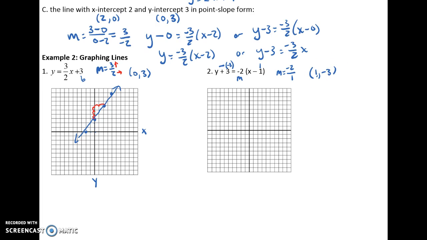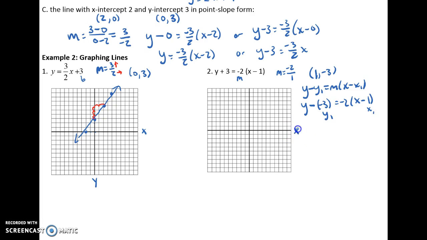And in case that wasn't clear, let me actually rewrite that. How did I get this (1, -3)? Because again, point slope form is y minus y1 equals m times x minus x1. So if I rewrite this using subtraction, y minus -3 equals -2 times x minus 1. So then here's my y1, x1. Okay, then you can go ahead and plot that.